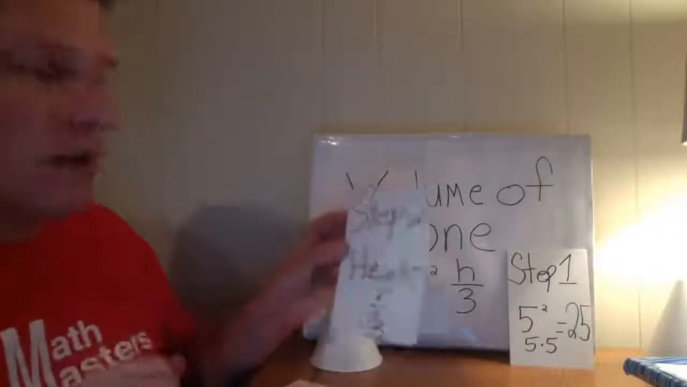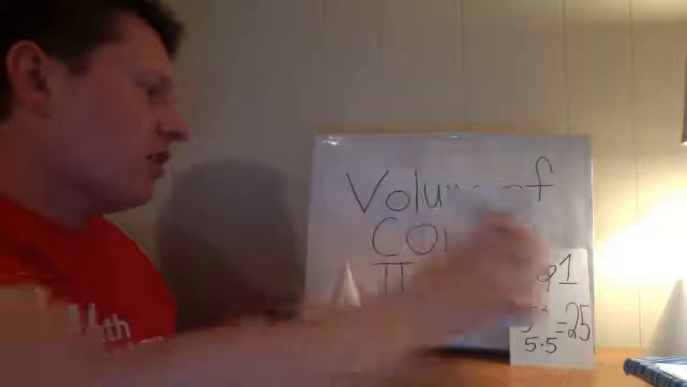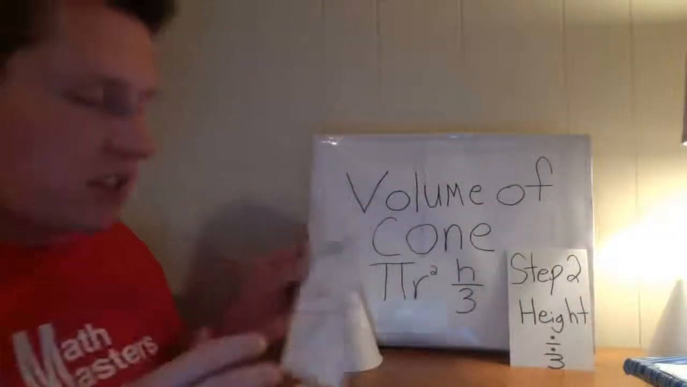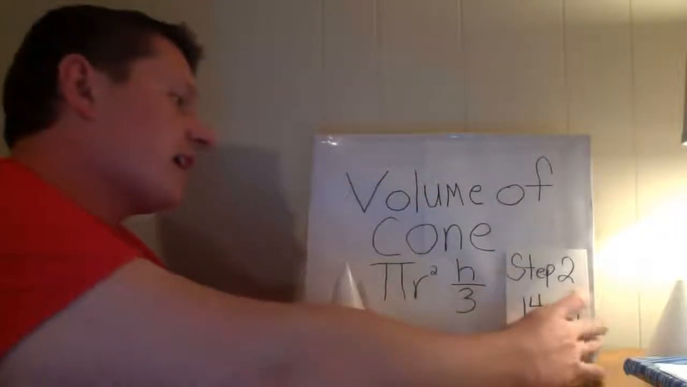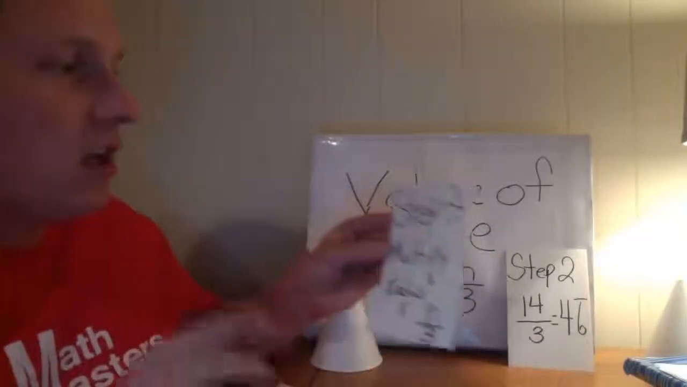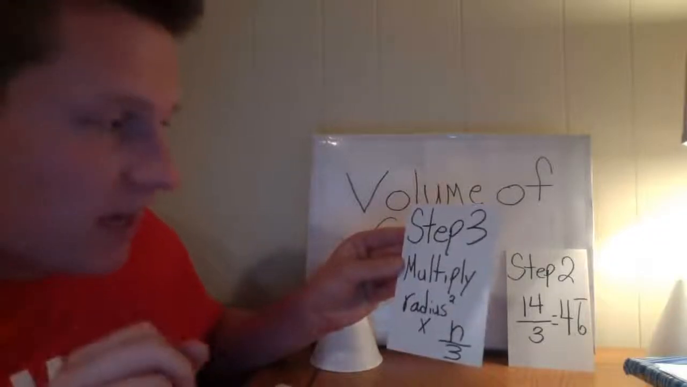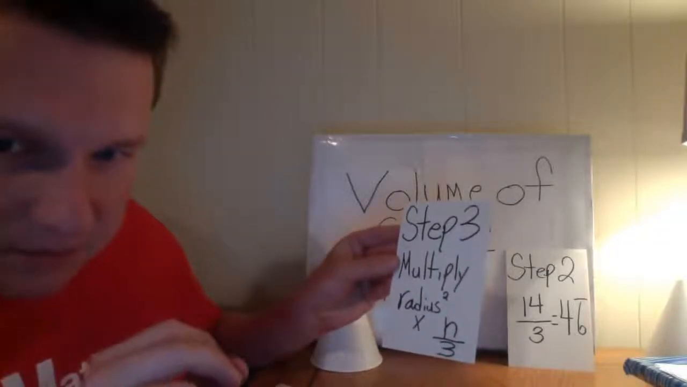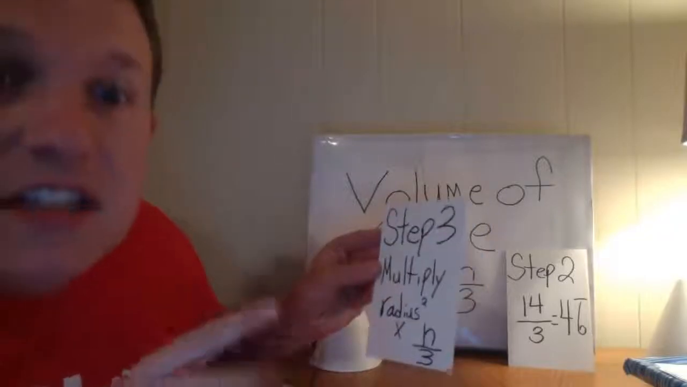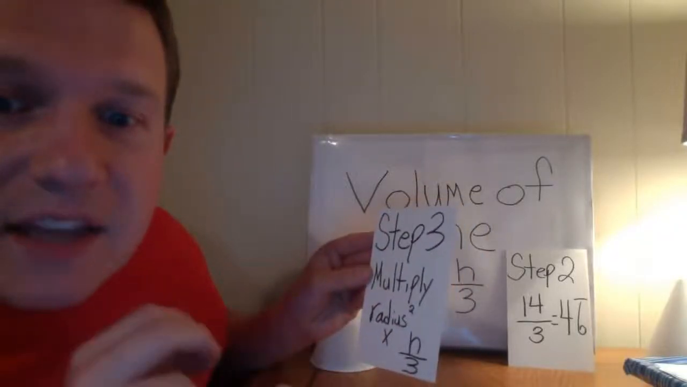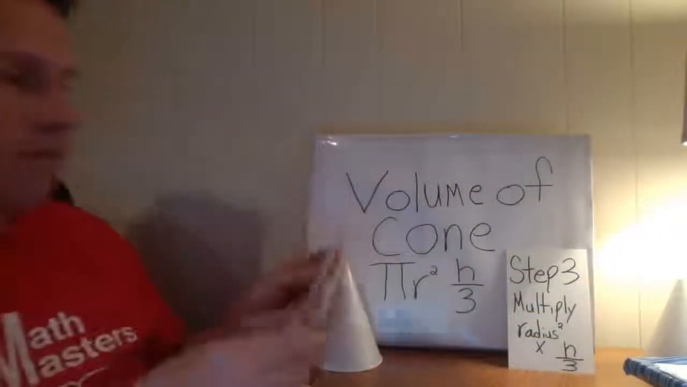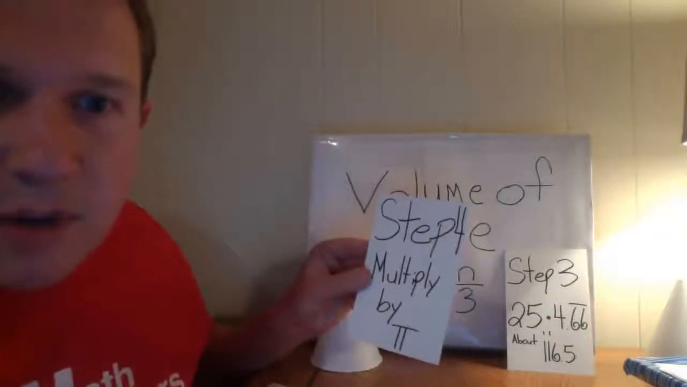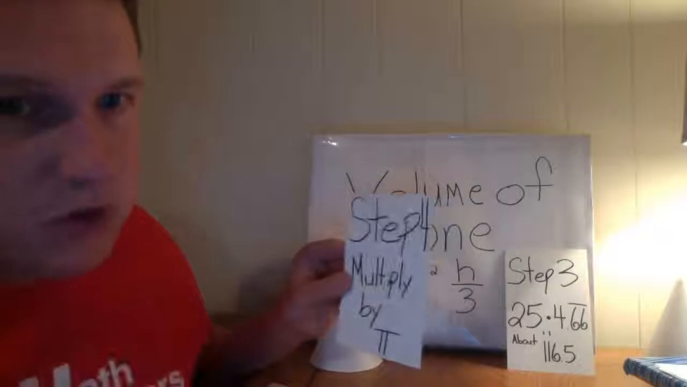Step number 2, height divided by 3. We found the height. It was approximately 14 centimeters. 14 divided by 3, 4.6 repeating. Step number 3, you multiply radius squared times height divided by 3. Step 1 times step 2. And then the last step, and we did that, of course, is you just multiply what you get in step 3 by pi. It's a 4-step. You can do that.